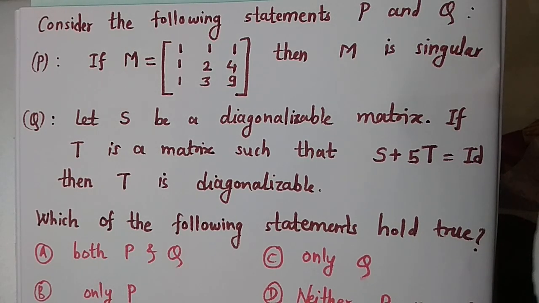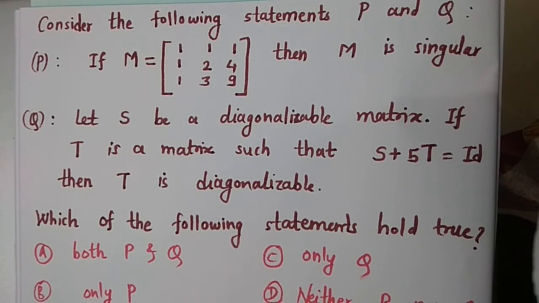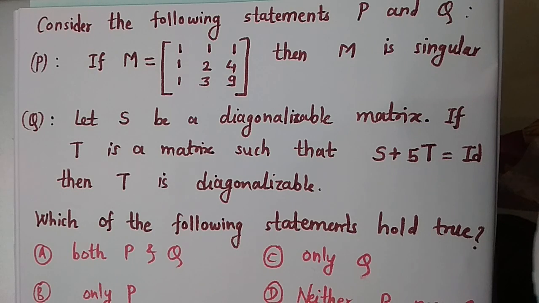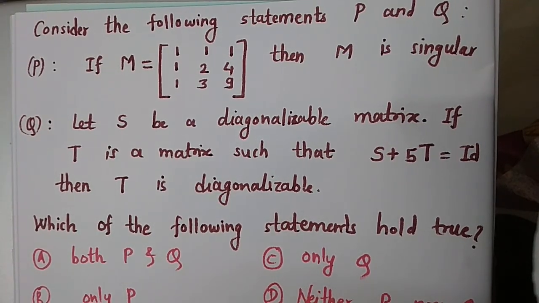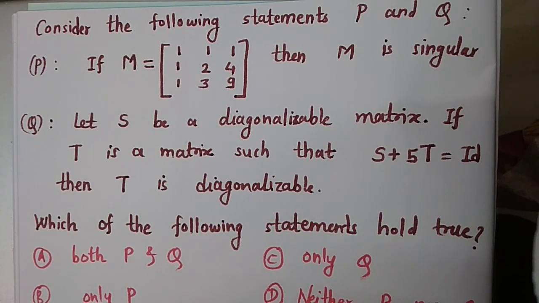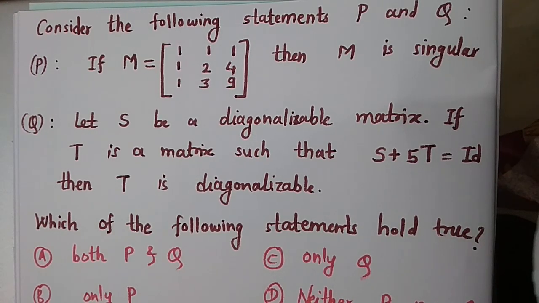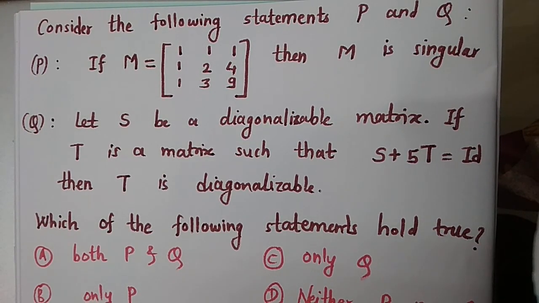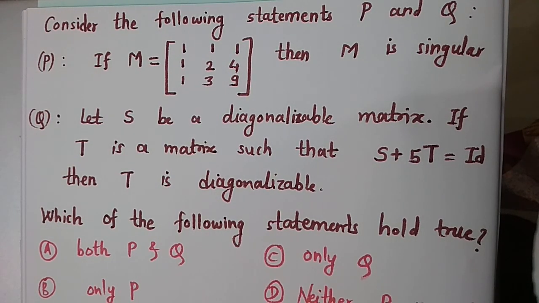Friends, in this video I am going to solve a question from GATE 2016. So let us see the question. The question is, consider the following two statements P and Q. The statement P is, given a matrix M with entries 111, 124, 139, then M is singular.